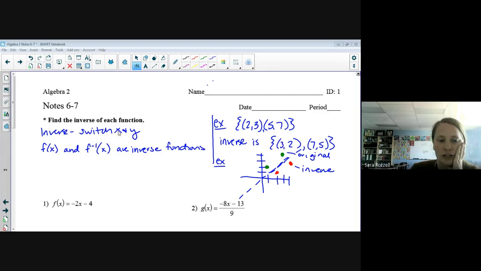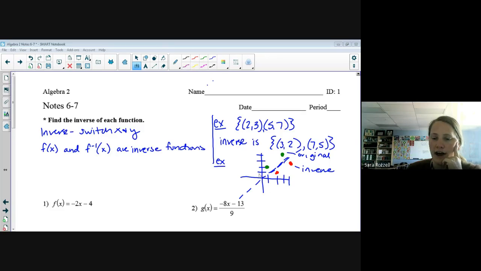So inverse is switching x and y. This is the notation for inverse. If you have a little -1 there, that means that's the inverse of f. If we had two ordered pairs like 2, 3 and 5, 7, and I want the inverse of that, I switch my x and my y. So instead of 2, 3, it becomes 3, 2. Instead of 5, 7, it becomes 7, 5.